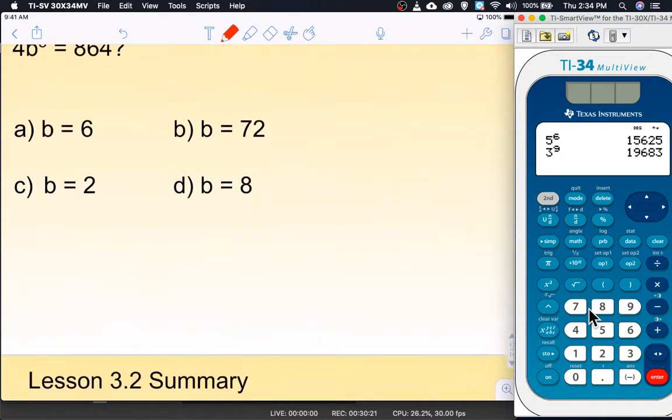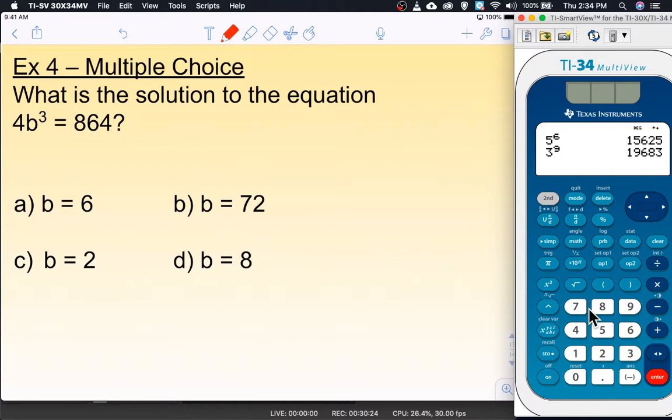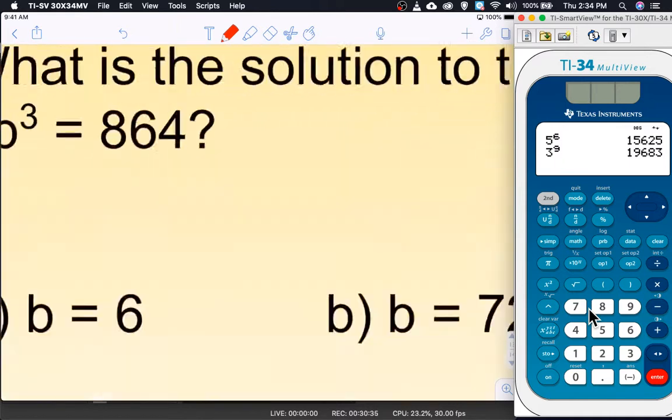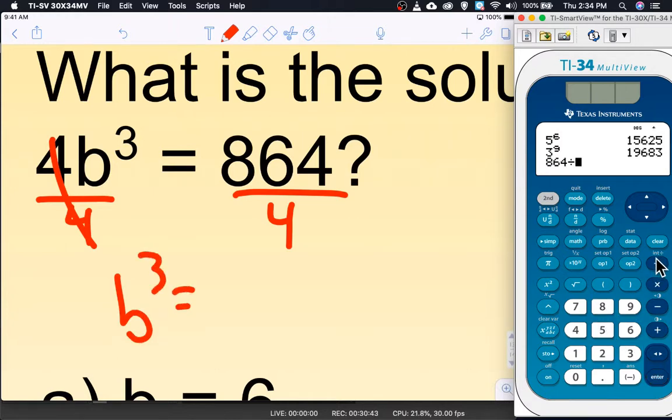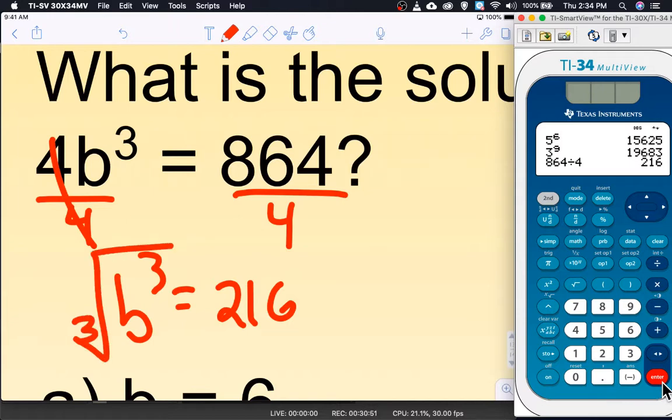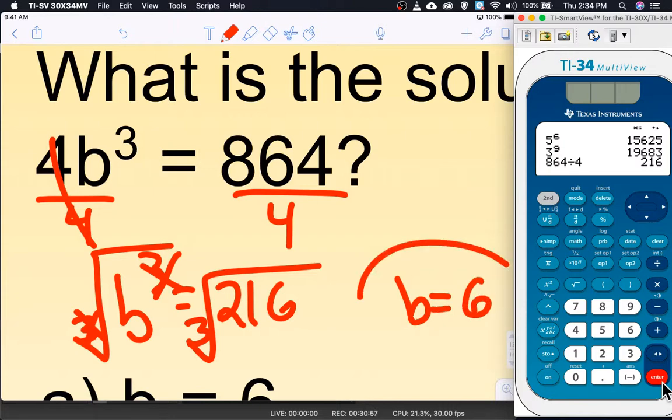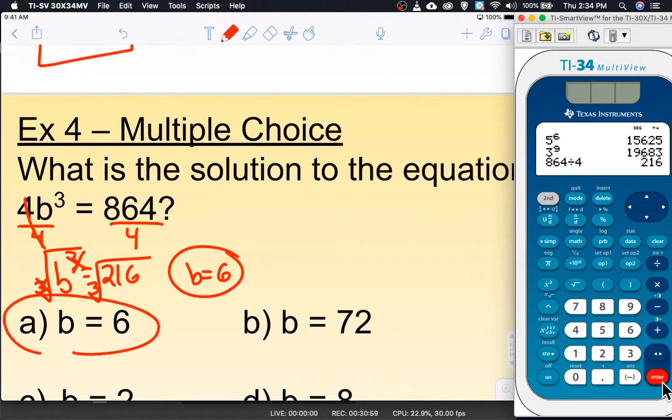Example 4, and this is probably the last problem. What is the solution to the equation? Try it. Pause the video, do it, and let's see what you come up with. You probably started by dividing by 4. Dividing by 4, b cubed equals 864 divided by 4, which is 216. You either know from memory or using your calculator that you cube root both sides, and you get b equals 6, which was letter A.